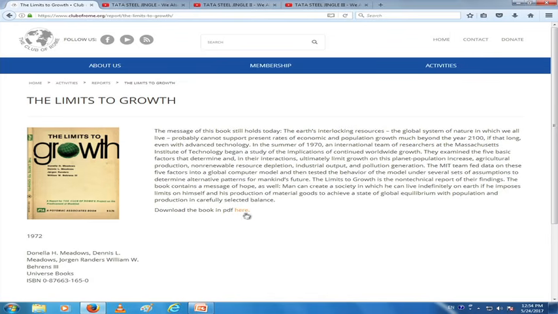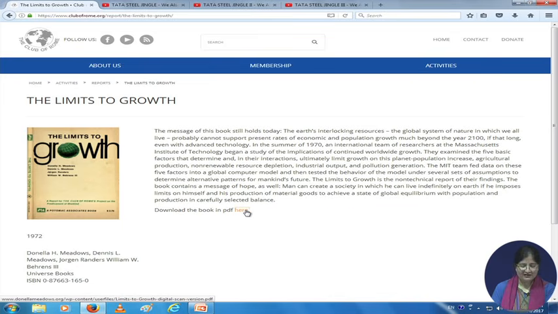So this book is available for download over here. You can download the entire book over here, and you can read this. This is very, very interesting, and it says the message of the book still holds today. The Earth's interlocking resources, the global system of nature in which we all live, probably cannot support present rates of economic and population growth much beyond the year 2100, if that long, even with advanced technology. And the details are given in this book, and you can download it and read it.